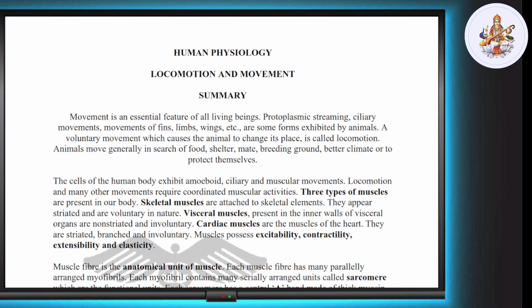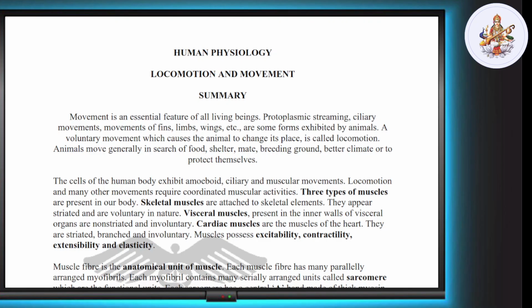Why do animals move? Think about it. To find food, to escape predators, to find shelter or a mate. Movement isn't just about motion. It's about survival.